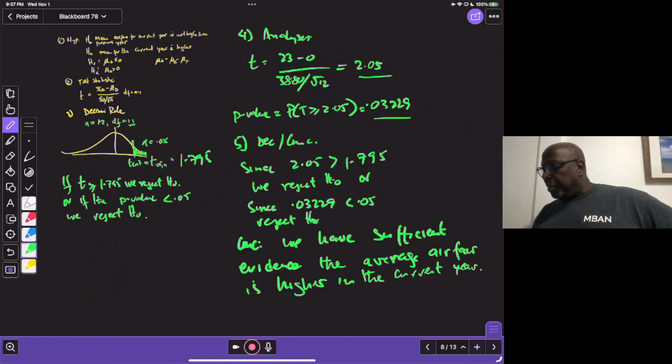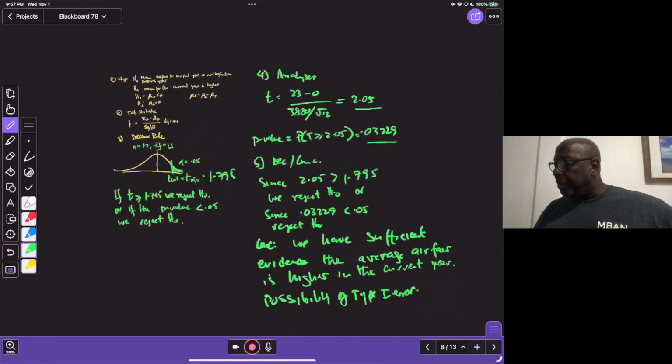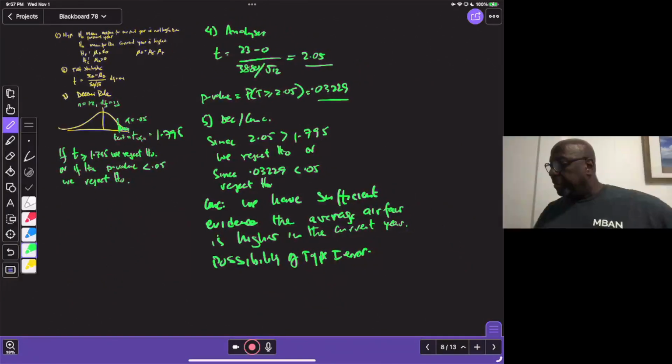Okay, so can we be wrong? Possibility of type 1 error. Okay, possibility of type 1 error. And the probability of type 1 error is 0.03229.